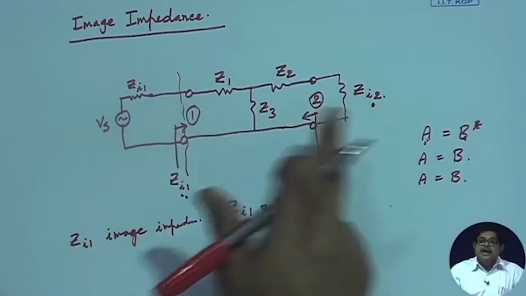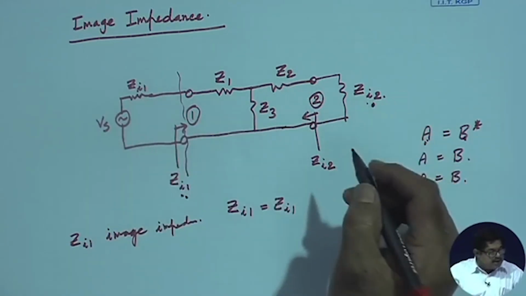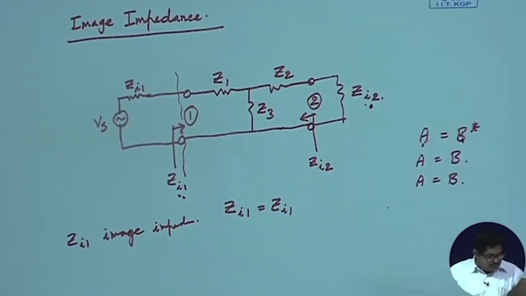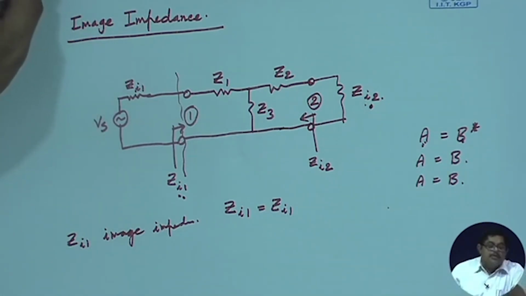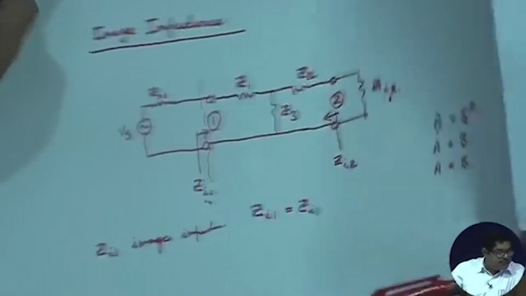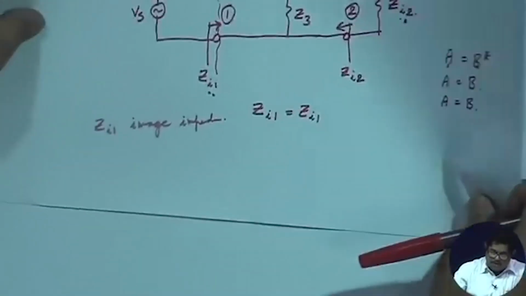Since this is an asymmetrical network, because Z1 is not equal to Z2, I will have two impedances, Zi1 and Zi2. Let us see whether this image impedance can be represented in terms of the impedances of this network. So the same diagram, I can write Zi1 like this.